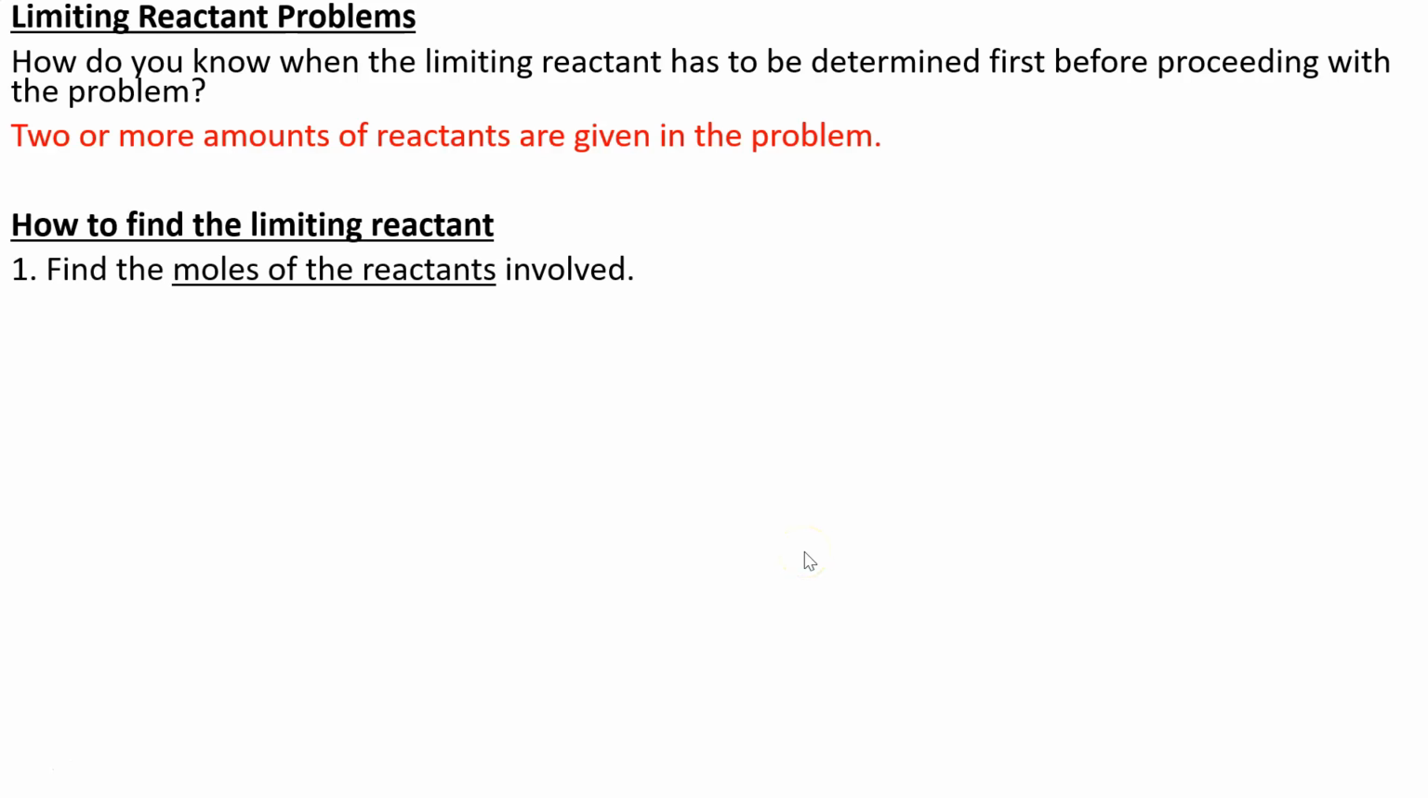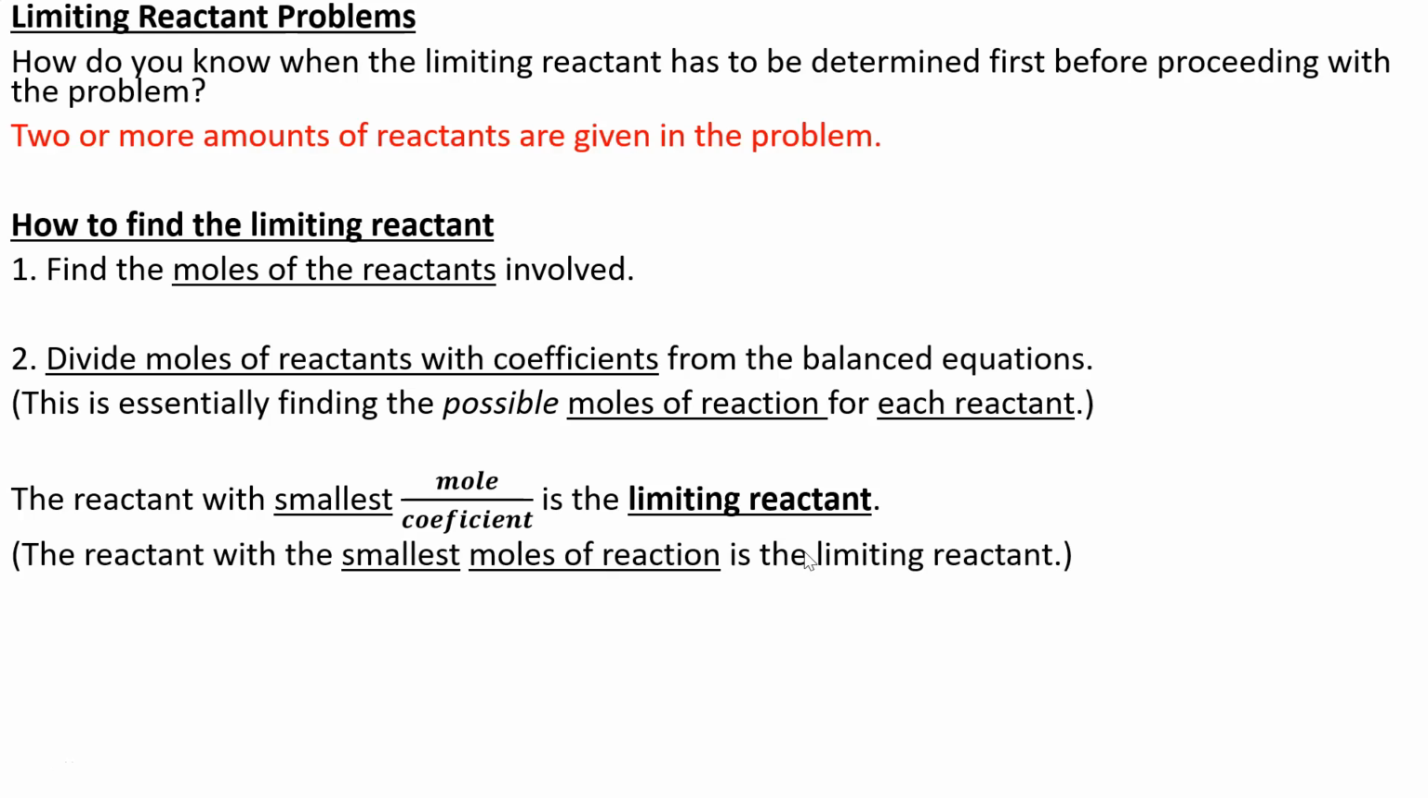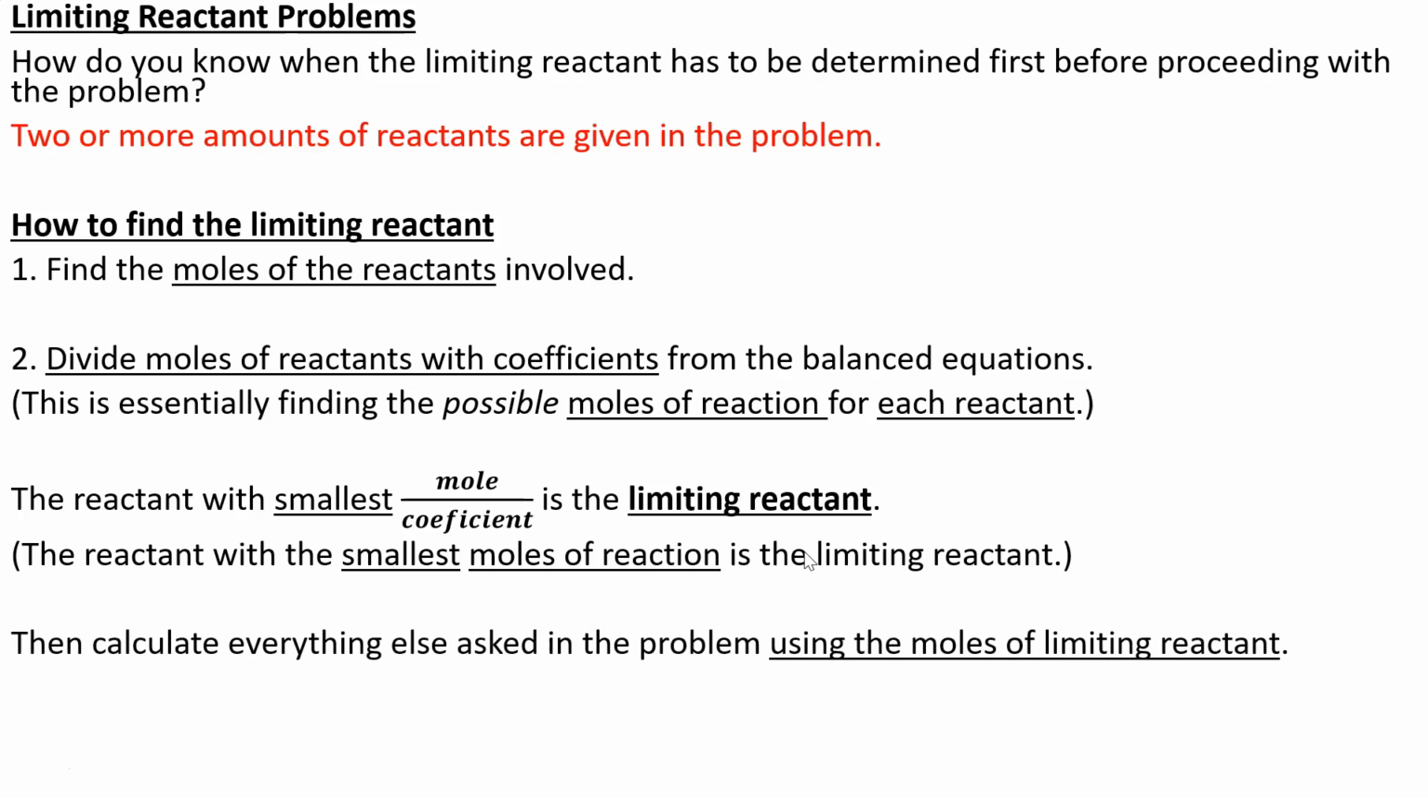How do we find the limiting reactant? Well, we want to find the moles of reactants involved. Basically, you divide the moles of reactants by the coefficients from the balanced equation. It's basically finding the possible moles of reaction for each reactant that is given. And the reactant with the smallest mole over coefficient is the limiting reactant. In other words, the reactant that gives you the smallest number of moles of reaction is the limiting reactant by definition.